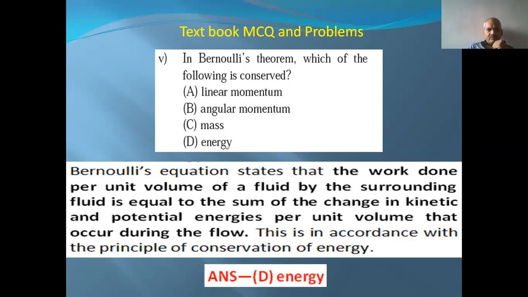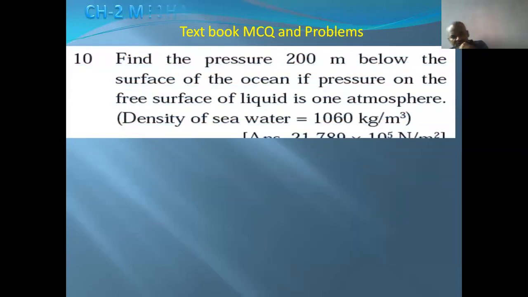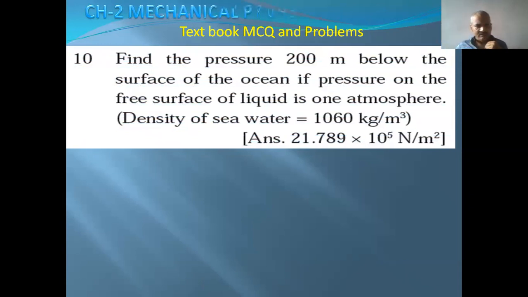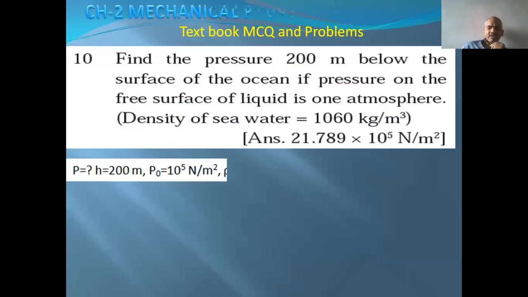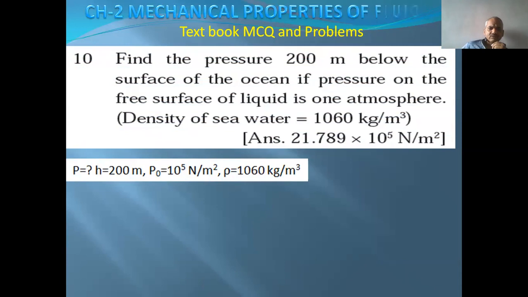Okay. Now next to this, we move to the problems. Textbook sums. The first sum is: find the pressure 200 meter below the surface of the ocean, if the pressure on the free surface of the liquid is 1 atmosphere. In this case, we have to find out the pressure at the depth 200 meter below the free surface.